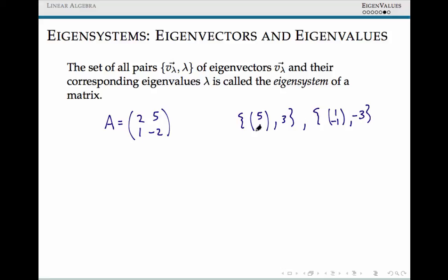And some interesting properties of this: if the number of distinct eigenvalues is the same as the dimension of our matrix, note that this implies that the set 5, 1 and 1, negative 1 will actually span the entire domain of our matrix. So every element inside the domain of this matrix will be contained in the span of our eigenvectors.